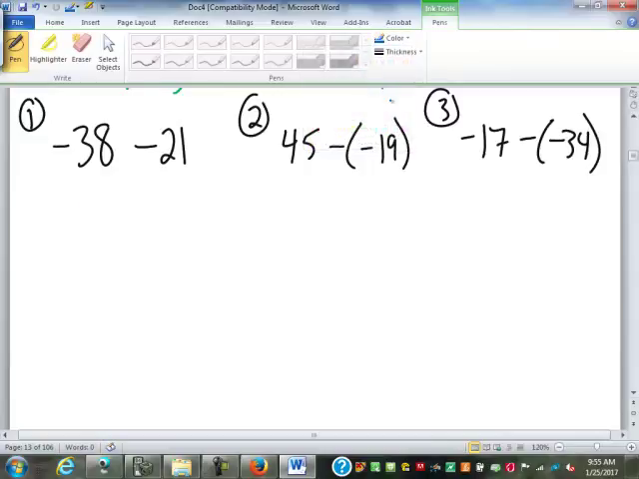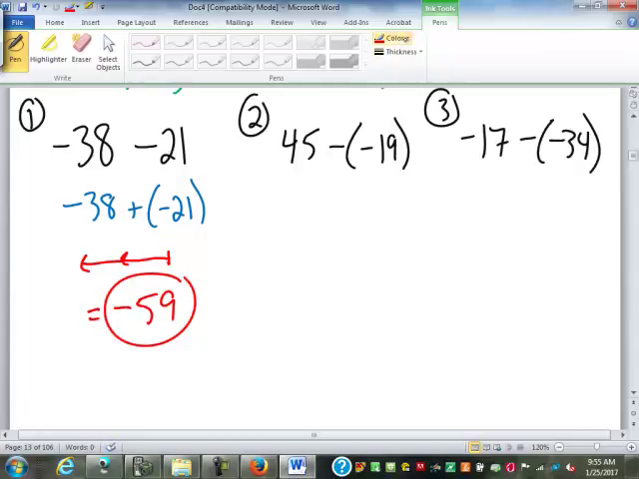Okay, so for the first one here, this becomes negative 38 plus a negative 21. So they're both going in the same direction. What'd you get? Negative 59. Very good. This one becomes 45 plus 19. Good. Well, we don't even need to draw out the vectors there. That's just going to be 64.